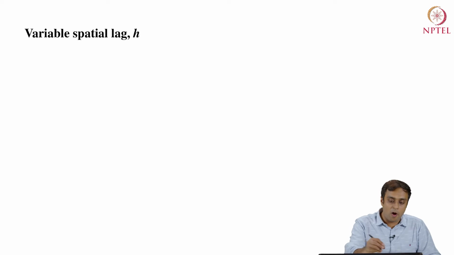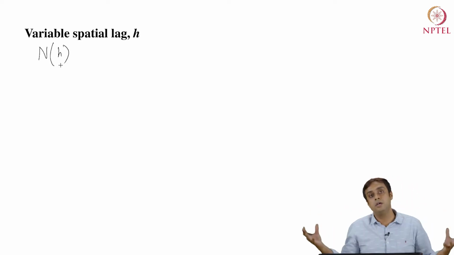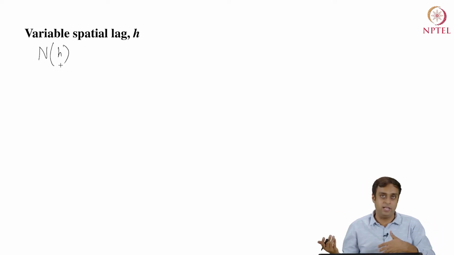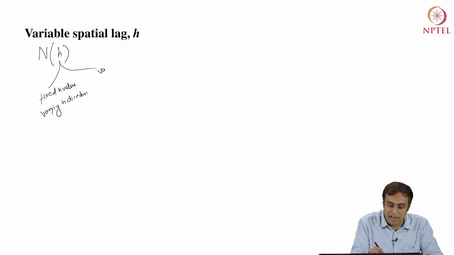When I talk about variable h, I am talking about a process where I am first collecting the unique sample pairs of data, or data pairs, which are separated by h. I am keeping a fixed h value, but then I am varying the h direction. Second, I can vary the h value while I have a fixed h direction.